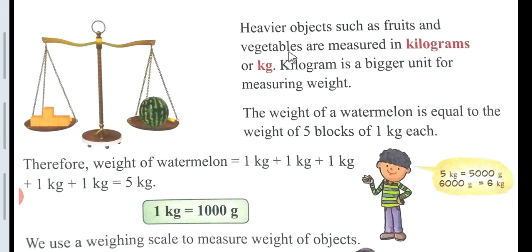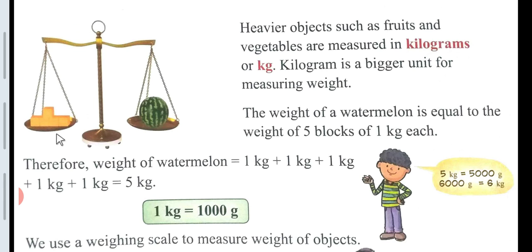Heavier objects such as fruits and vegetables are measured in kilograms or kg. Many times you have seen the vegetable vendors or the fruit vendors come to you and ask how much quantity you need. So you say half kg, 1 kg, 1.5 kg or 2 kg. That means kilogram is a bigger unit of measuring weight.